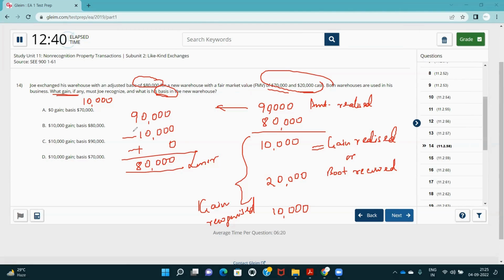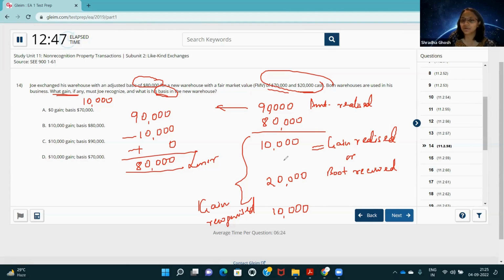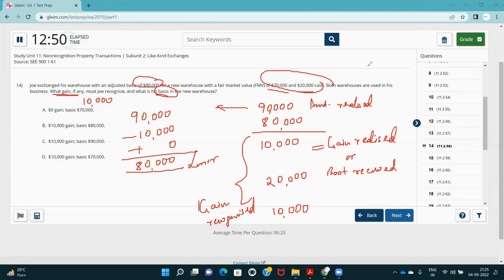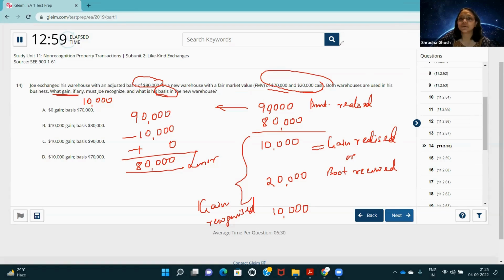14, right? How much is the gain deferred? How much is the gain deferred? Full gain realized is 10. See, what is the gain that you're deferring? 0, isn't it?